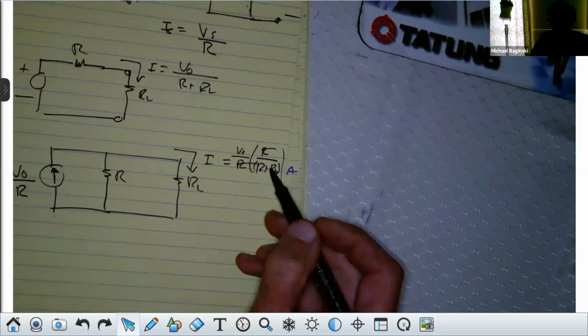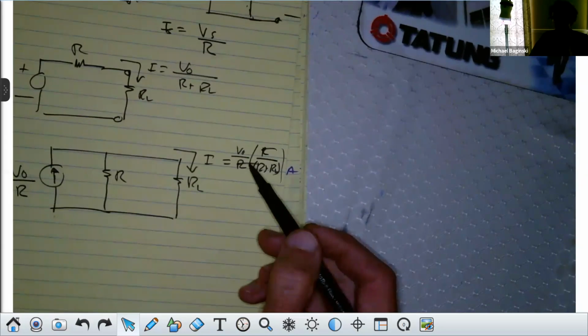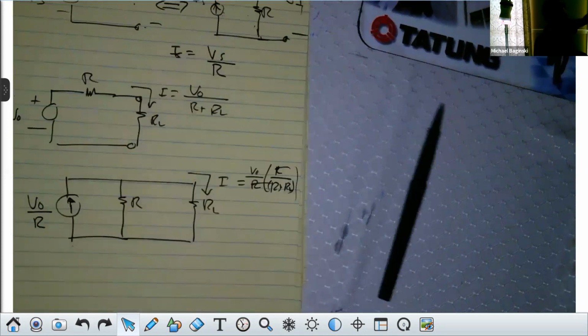But what is current division? You take the current into the parallel combination, and we multiply by the opposite resistance we want the current through, and then divide it by the sum of the two resistances in parallel. Correct, class? Right? I'm sorry, it's so dark in here.